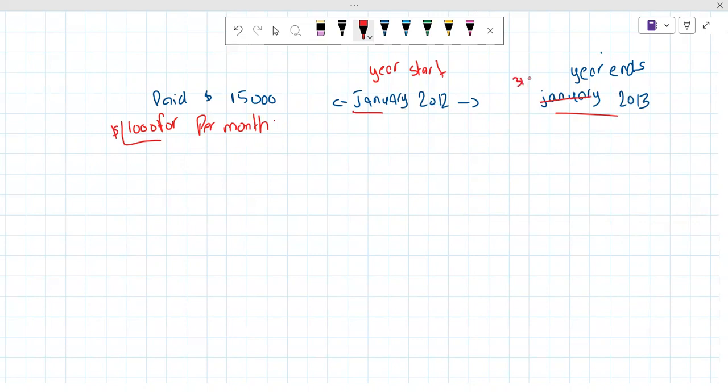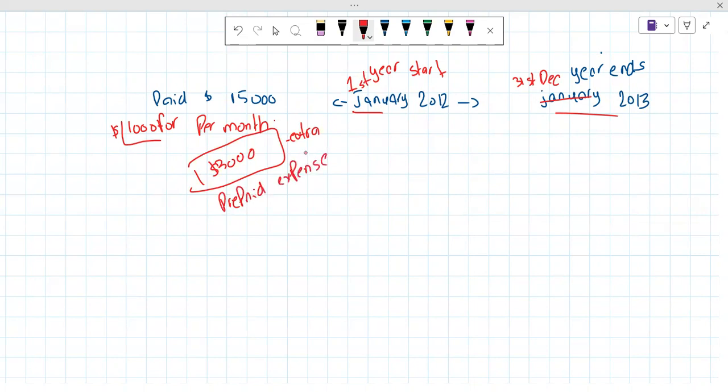Basically, to 31st December, not January, 31st December, and the year starts on 1st January. Okay. So it means that if you're supposed to give 1,000 per month for marketing, and you paid $15,000, maybe from 1st January 2012 to 31st December 2012, it means that you paid $3,000 extra. This is your extra amount. So you can say that it is your prepaid expense.